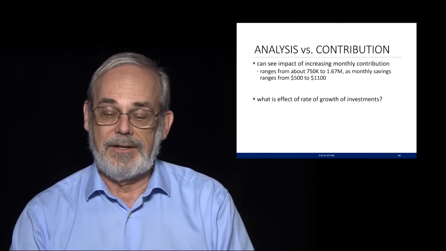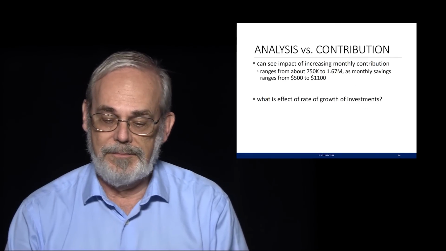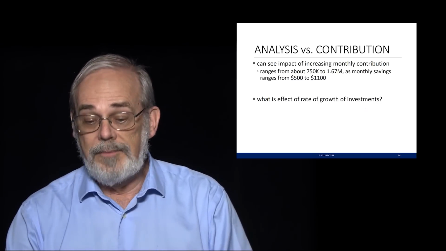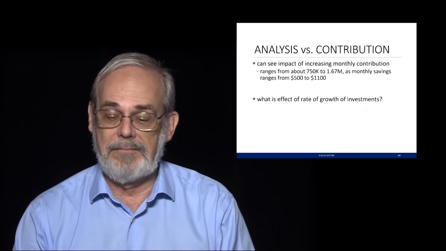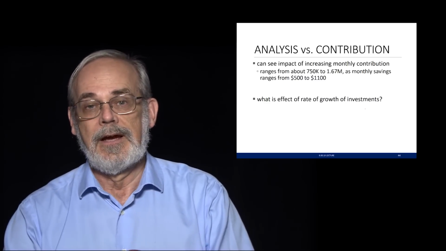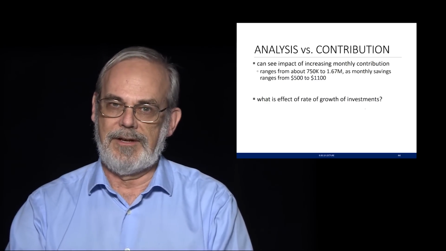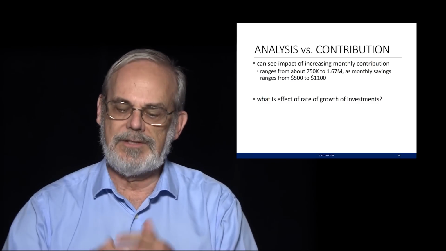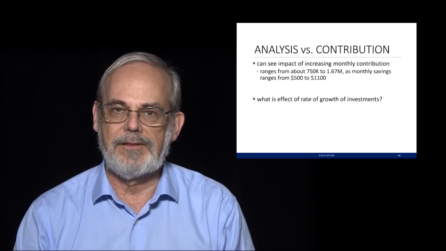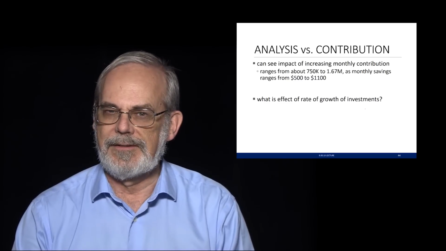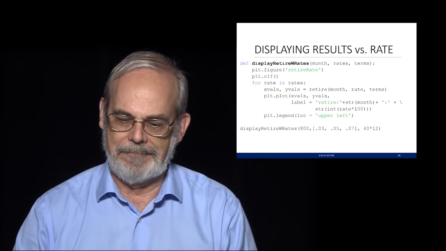And in particular, I can see the impact of increasing the monthly contribution. I get things that range from about $750,000 to almost 1 2/3 million as the monthly savings go from $500 to $1,100. Again, my point was to look at how the visualizations help me think about the computation. This lets me see the range of growth as I change the monthly component. What's the effect of the rate of growth on the investments? Well, I could do the same thing.